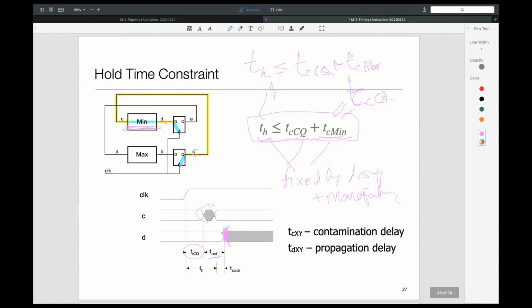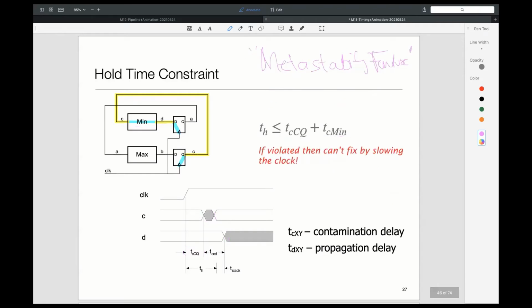So these two equations and the meaning of what they stand for is super important for you to understand. I can guarantee you that we'll have questions around this in the quiz. Okay, so do study it. So this one, if we violate, we cannot fix by slowing the clock. All the three terms out here are fixed once you design and manufacture the chip. So there's nothing you can do about it.